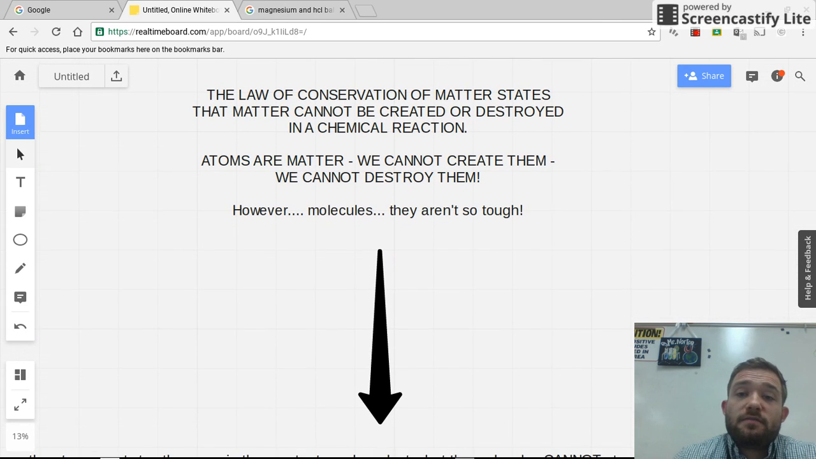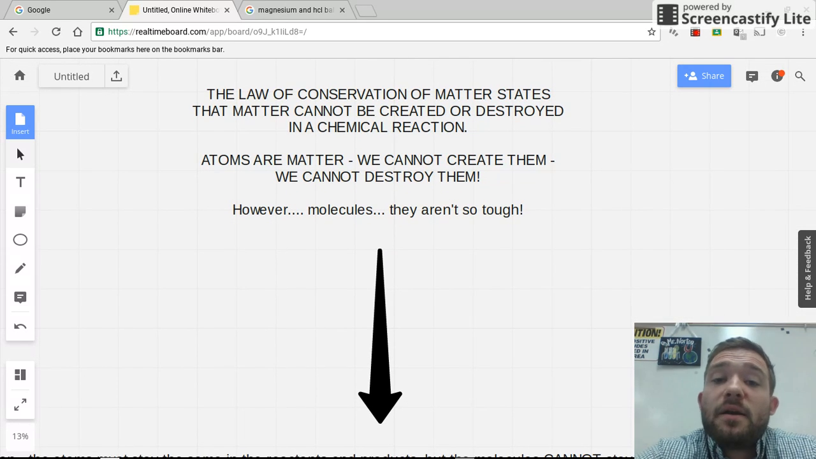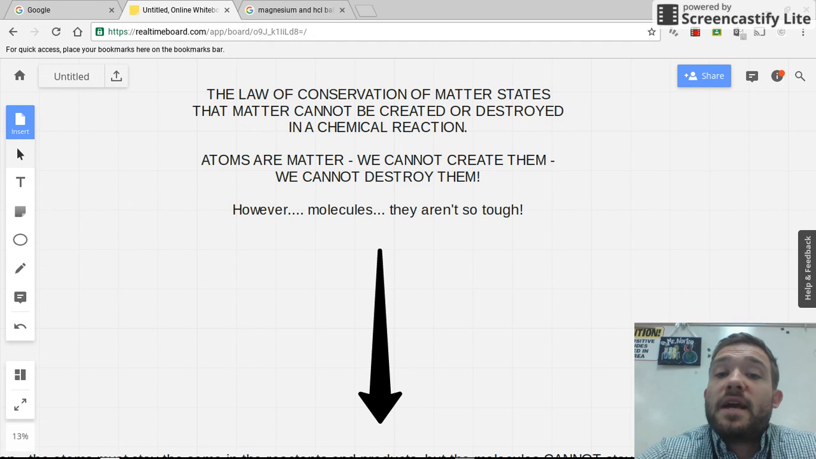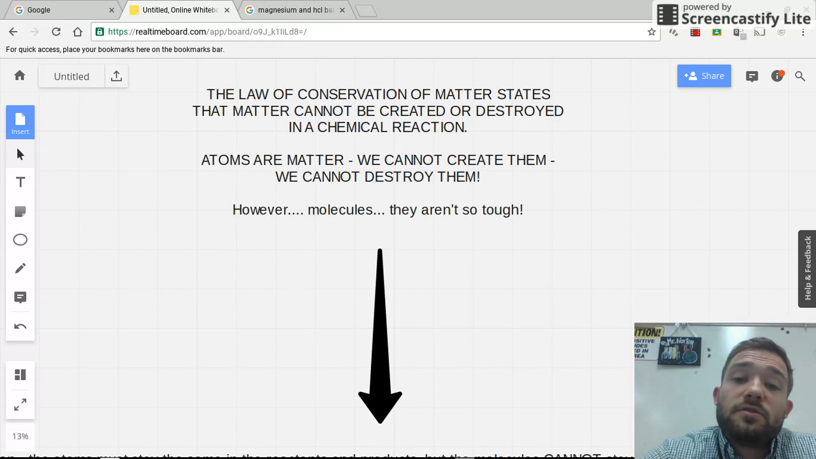The law of conservation of matter states that matter cannot be created or destroyed in a chemical reaction. Atoms are matter. We cannot create them. We cannot destroy them. But molecules are not so tough. Okay? Molecules can break apart. They can rearrange. They can form new substances as long as we do not destroy the atoms that make them up.